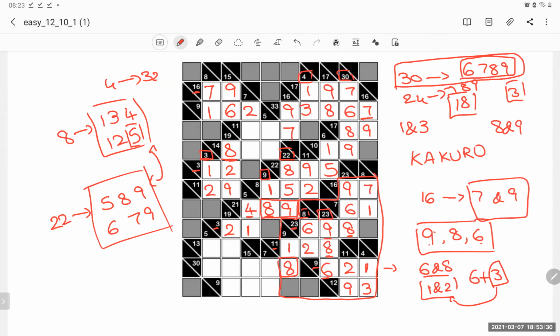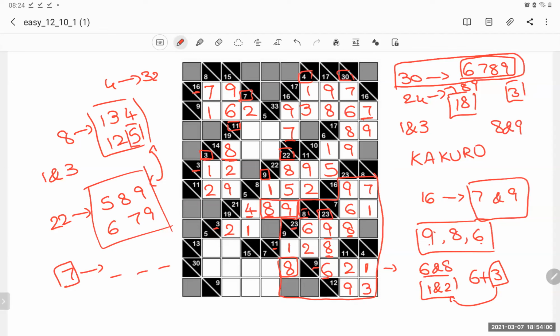Correct? So if this is 11 and one of the numbers is 7, what will the other two numbers add up to? It has to be 4. The combination is 1 and 3 for 4. So what is the combination for 7? For 3 digits, what is the combination for 7?